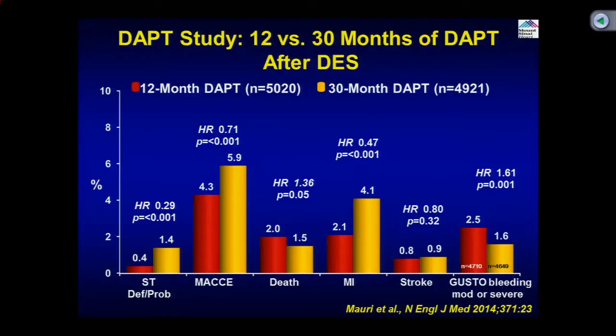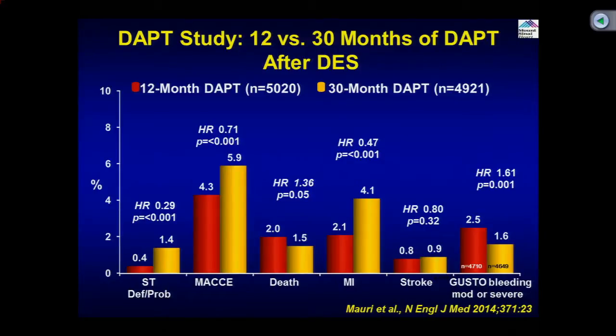And what were the data? These are the data here. 12 months DAPT versus 30 months, 12 in the red, 30 months in yellow. Actually, the colors should be the other way around: the 30 month should be in the red, and the 12 month DAPT in the yellow. I'm sorry for this bar graph, I'll change the colors. The 30 month was associated with lower stent thrombosis and lower MACE, but yes, it was associated with higher bleeding. So we just have to change the color, that the red is the 30 month DAPT versus 12 months.